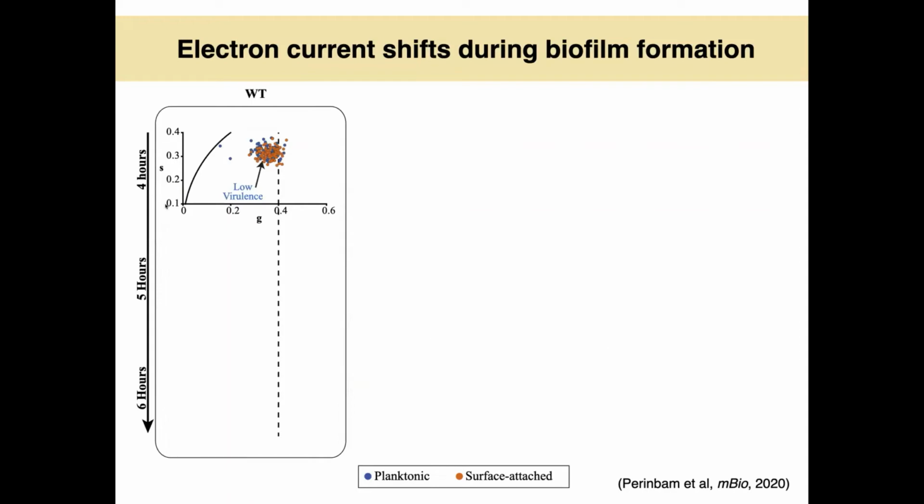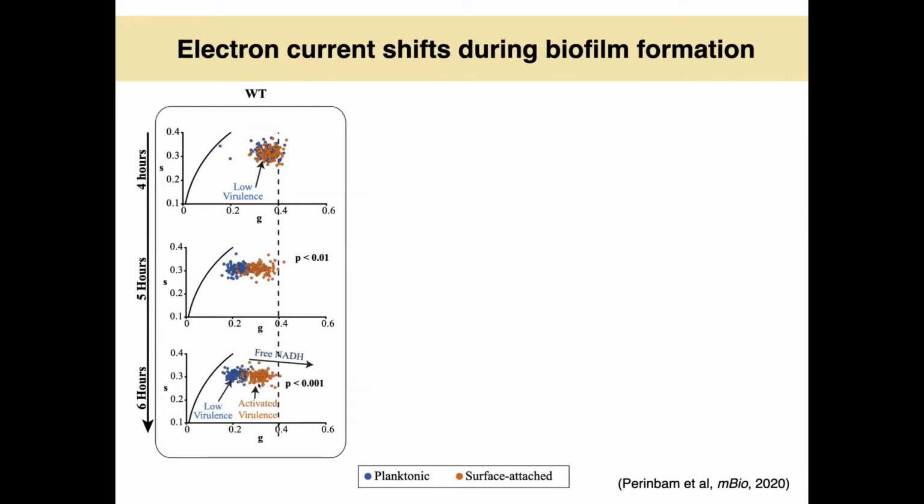What we found was that during this critical transition, when they become virulent, when they start attaching to surfaces, these two populations diverge in electron state. It started around 4 hours, and between 4 hours and 6 hours, the NADH will move to a different state. They'll become bound to proteins if they stay in this low virulent state. In the high virulent state where they're attaching to surfaces, there's a lot more free NADH around. So the electron carrier state is actually not turning over as much, and there's just a lot of free electrons.